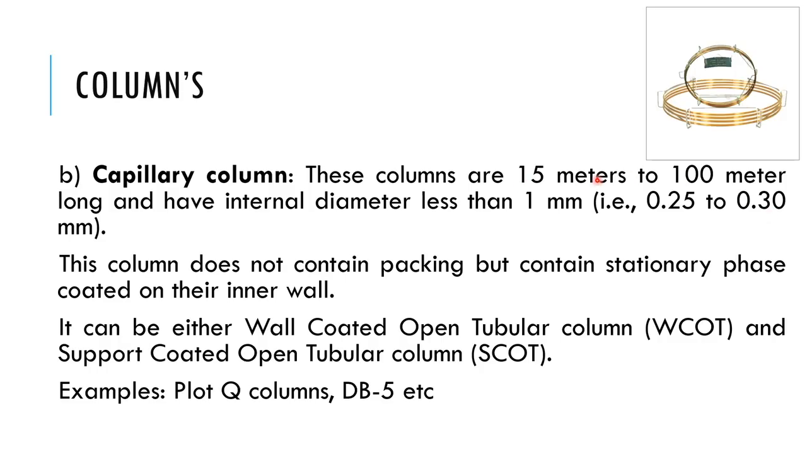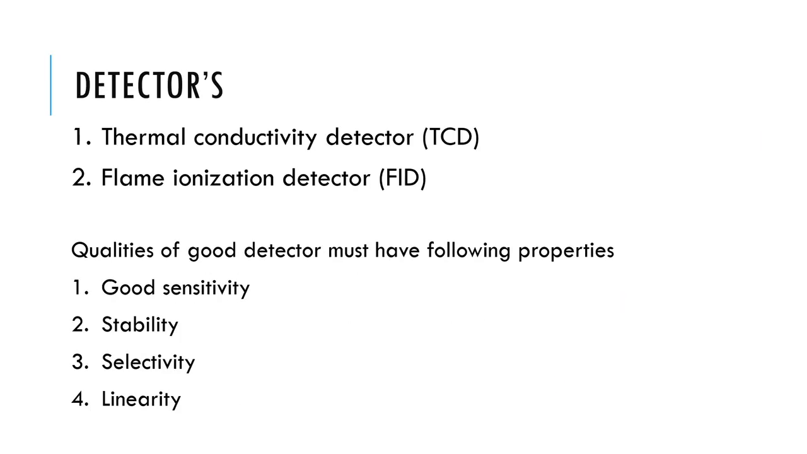Length can be 5 meters, 15 meters, or it can be up to 100 meters long. So the column doesn't contain packing like a stainless steel column. It has only the liquid which is coated during the manufacturing, a very thin layer of the liquid coated on the glass. For example, PLOT columns, PLOT Q columns, DB5 columns. For these, based on the change in polarity, the column supplier will give numerous columns for specific applications.